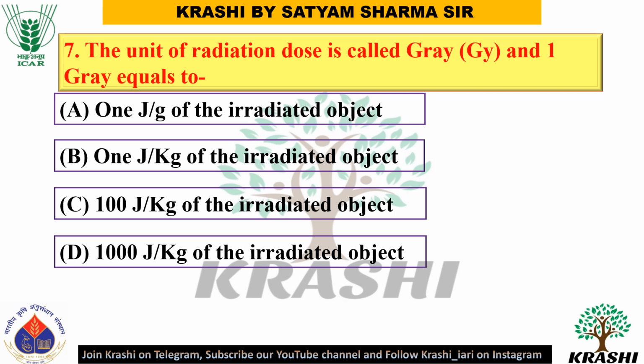Question number 7. The unit of radiation dose is called Gray, and 1 Gray equals to. It is equal to 1 joule per kg of the irradiated object. Also, there is a relation, that is 1 Gray is equal to 1 joule per kg, which is equal to 100 rads. That is the dose of radiation. That is again equal to 10 raised to power 4 erg per gram.